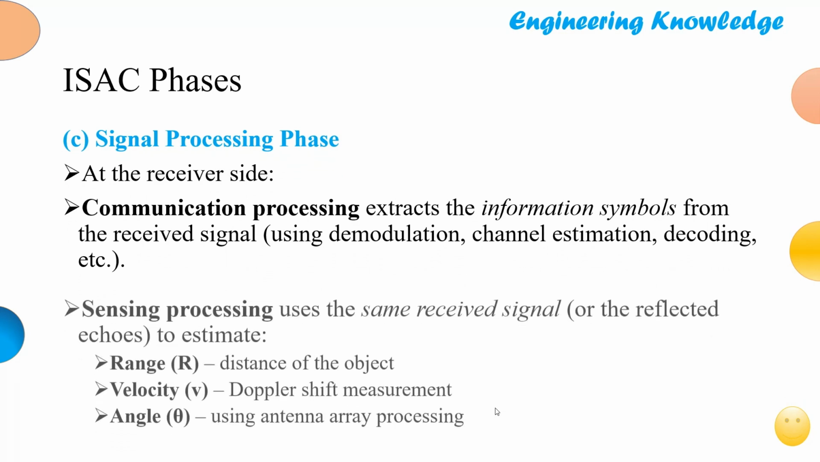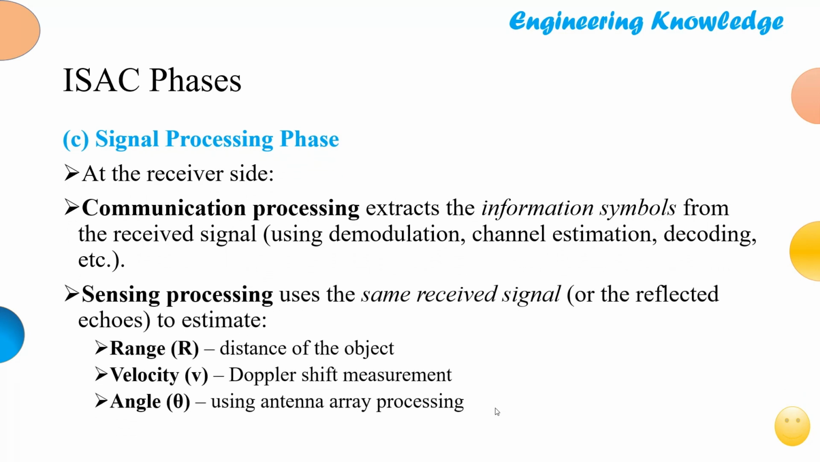And signal processing for the radar phase. For the radar phase, that is the sensing phase, you sense the echo signal, you see what the range is, at what velocity the object is moving, and at what angle the EM wave is coming back. So these are my sensing phases. So this is communication and this is sensing.